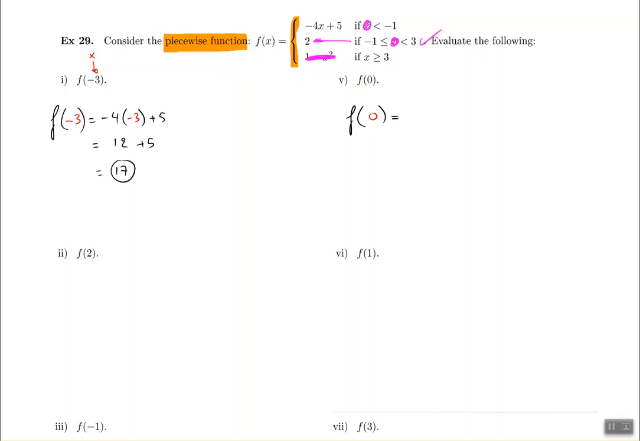Then finally, is 0 less than -1? The answer is no. So I don't use that equation. I don't use the third equation. So the one I'm using is the second equation. And the second equation says the function is 2.